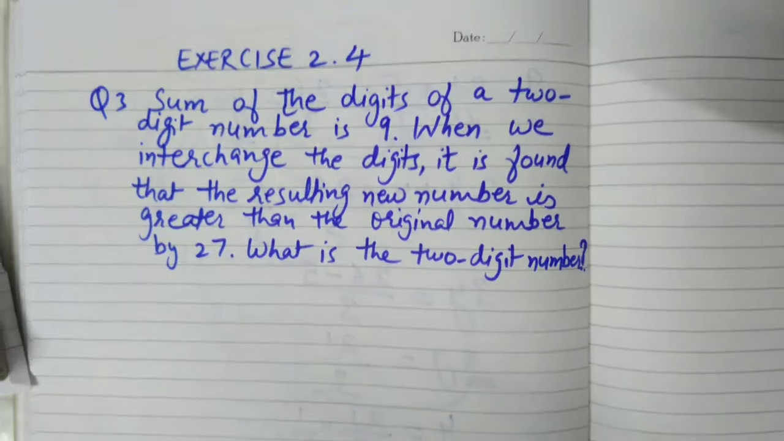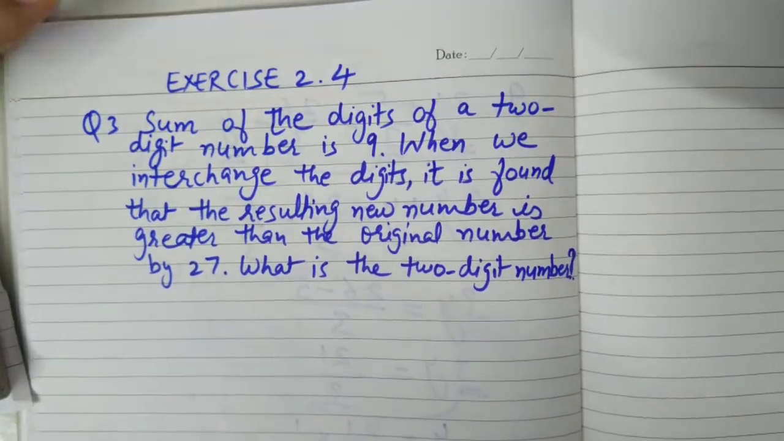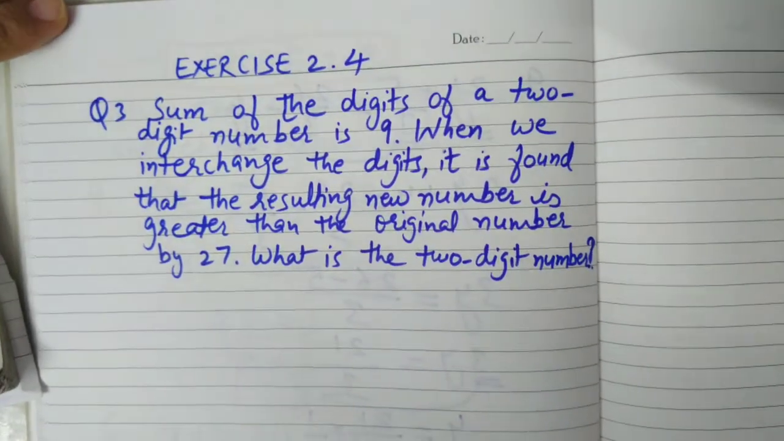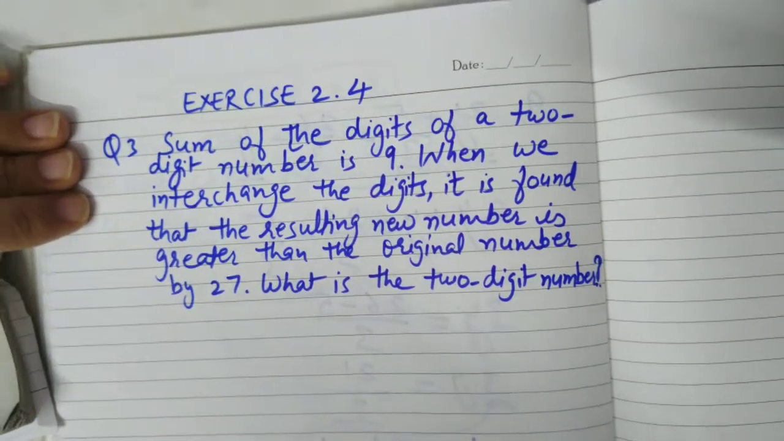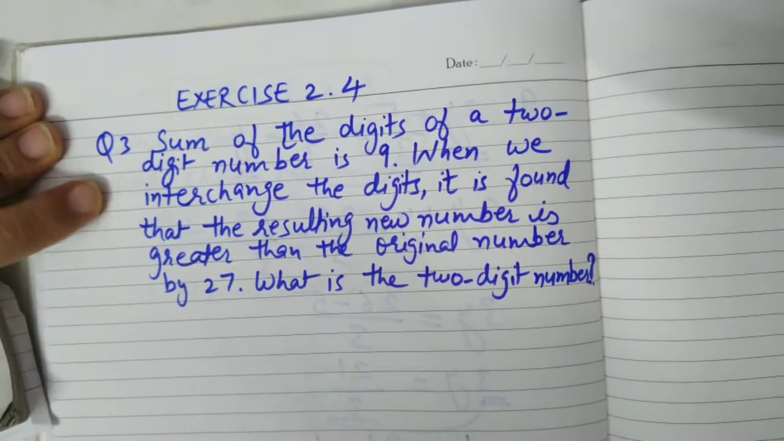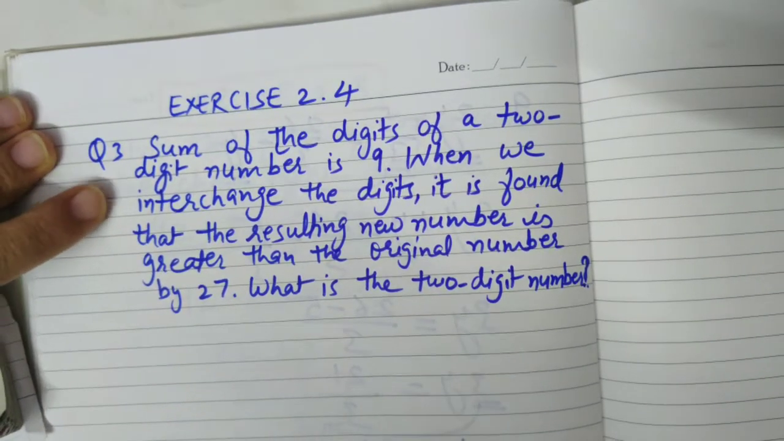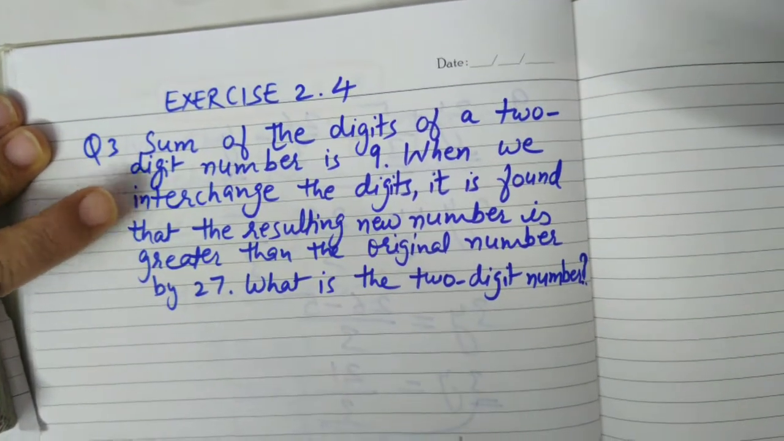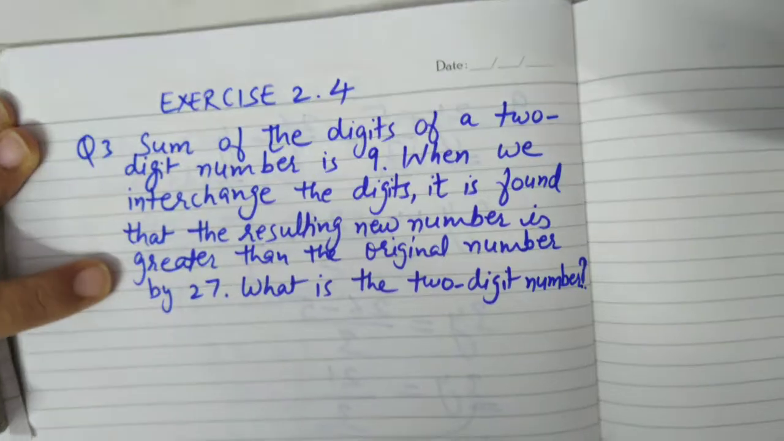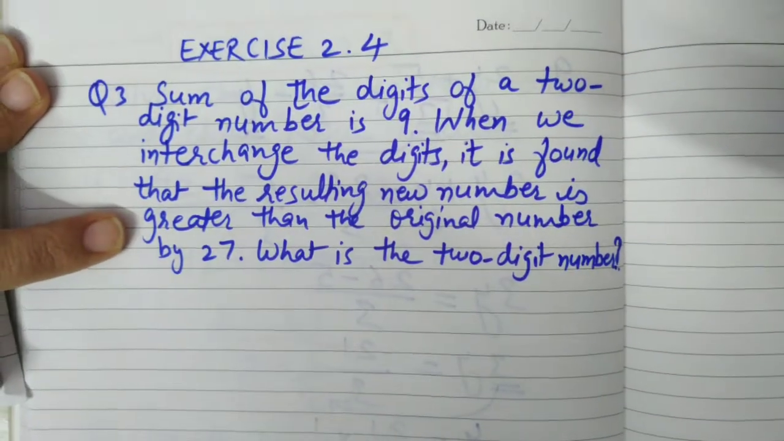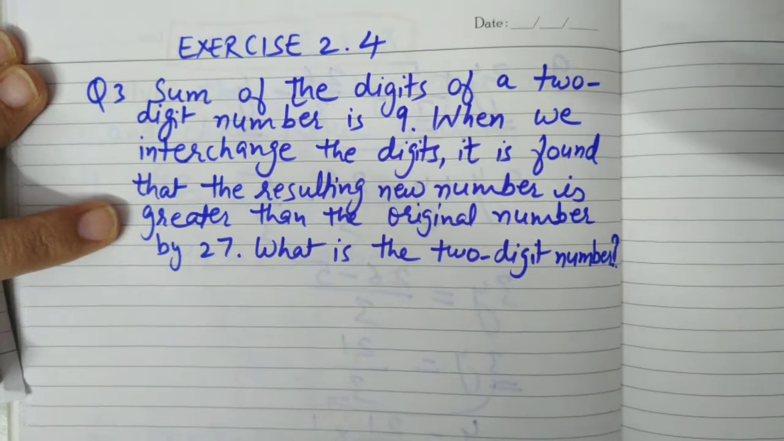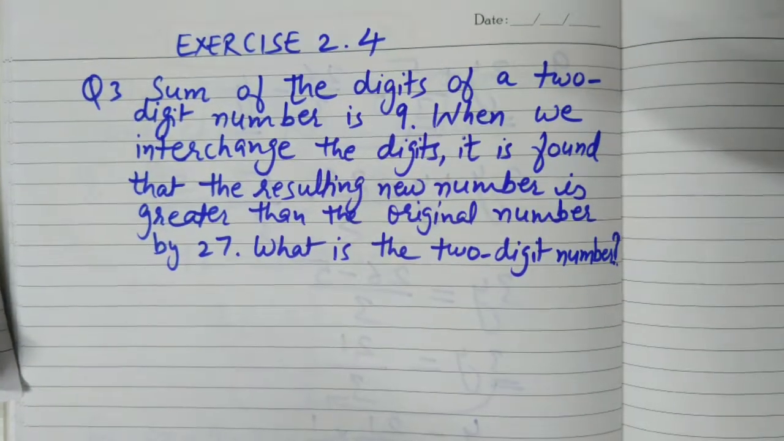Today we are going to solve exercise 2.4 of second chapter, that is linear equations in one variable. Okay, so question number 3. What does it say? It says the sum of the digits of a two-digit number is 9. When we interchange the digits, it is found that the resulting new number is greater than the original number by 27. What is the two-digit number? So we have to find a two-digit number here.